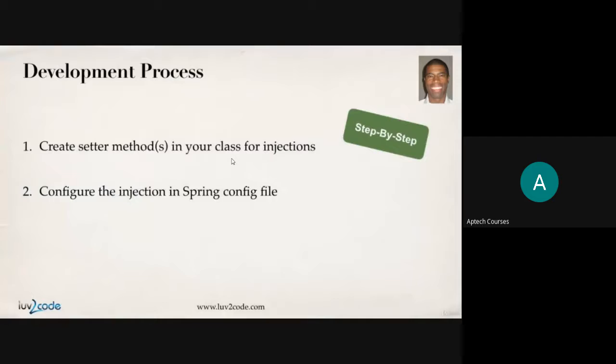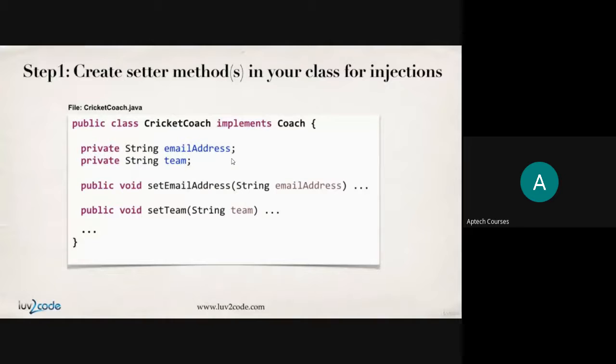All right, so let's go ahead and check out our development process for this. Again, I love to do things step by step. The first thing we're going to do here is create setter methods in our class for injections. And then we'll also configure the injection in our Spring configuration file. Step one, create setter methods in your class. So here's our class cricket coach. Actually, the first thing we want to do is create some private fields to hold these values. So I'll have a private string for email address, and then a private string for team. Once I have that set up, then I need to set up public setter methods for these fields. So I have a public void set email address, public void set team. And we'll cover the coding piece in the video.